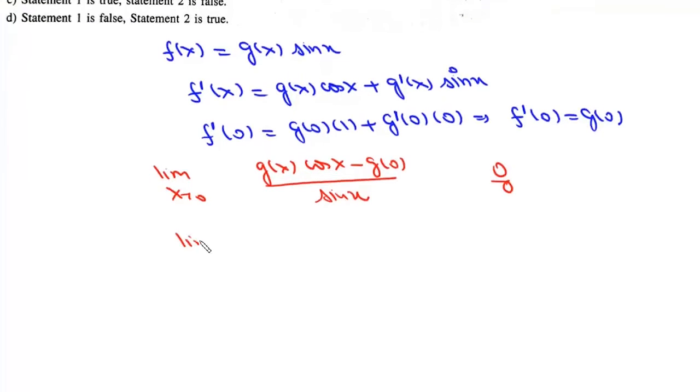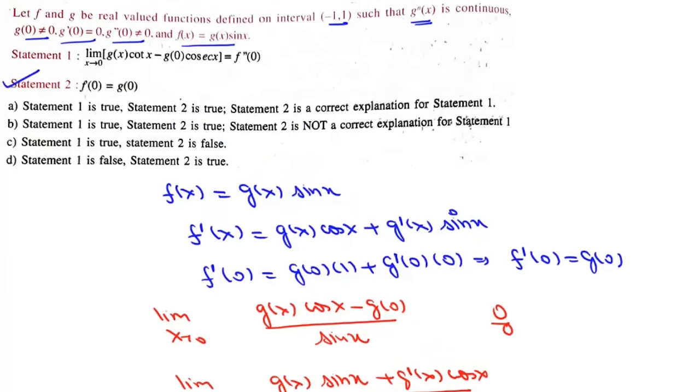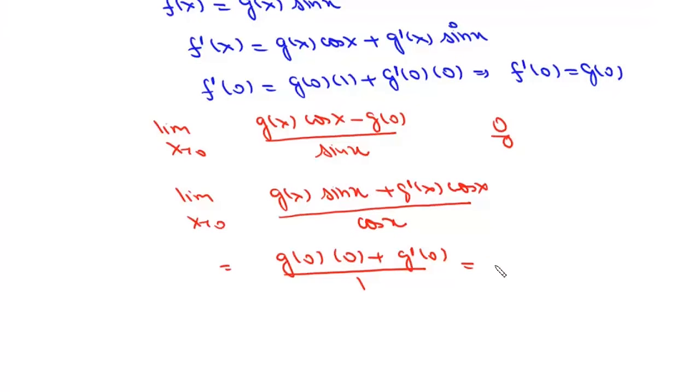We can write limit x tends to 0 of (minus g(x) sin x plus g'(x) cos x) upon cos x. Now we put x as 0, it will be g(0) into 0 plus g'(0), cos 0 is 1, and here this value is 1. And the question says g'(0) is 0, so the value of this limit is 0.